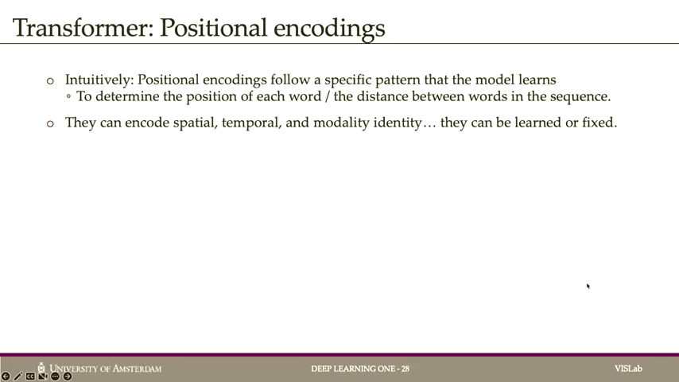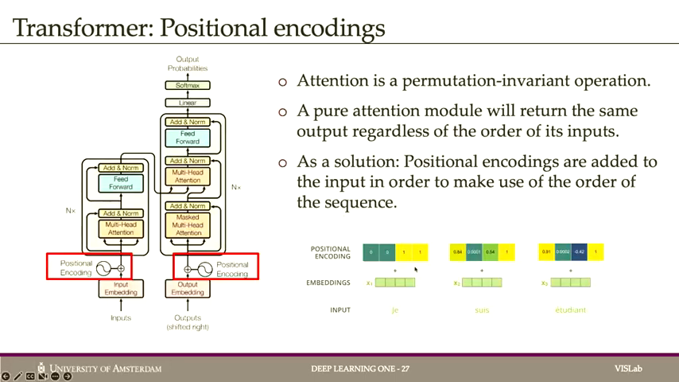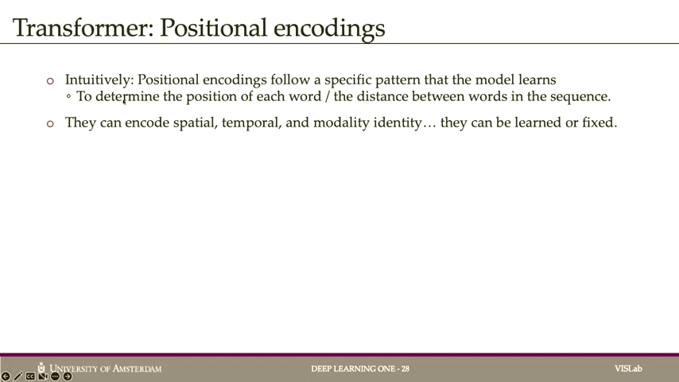And that's it. The intuition behind this is that these positional encodings follow some pattern in the sequence that the model learns, because this is jointly trained. So this is added here, and then the training starts. The idea is to determine the position of the word and the distance between the words in the sequence, so as to make the model aware of the order of the words. They can encode spatial, temporal, or modality identity. They can be learned or fixed.